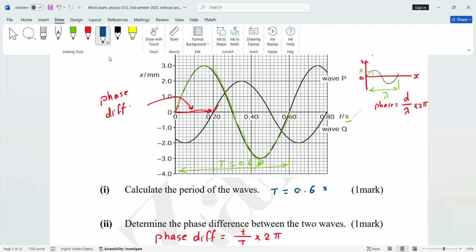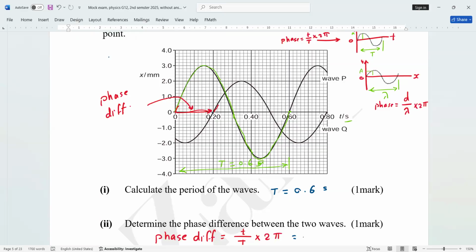Now, from the graph, t small is 0.2. So 0.2 over t capital, the time period 0.6. Multiply by 2 pi. So the answer is 2/3 pi. So this is the phase difference. Next question.